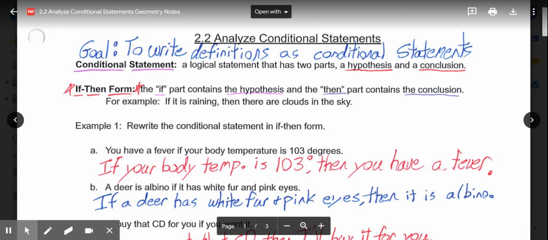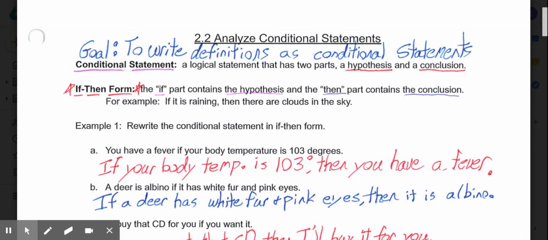An example here: if it is raining, then there are clouds in the sky. It is raining would be the hypothesis. There are clouds in the sky would be the conclusion.